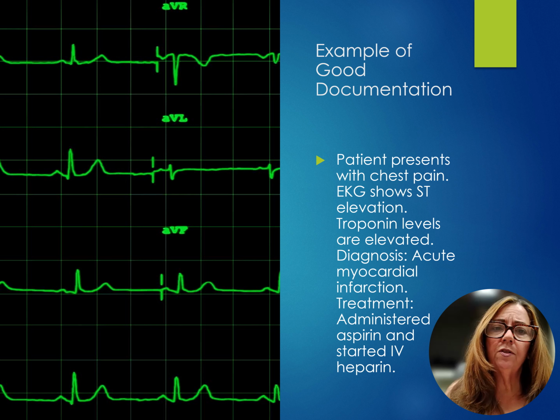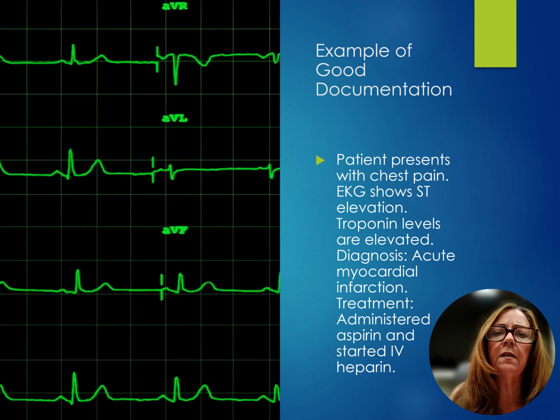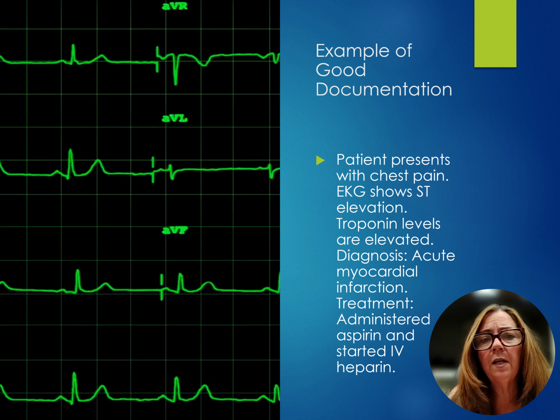The documentation starts with a clear description of the patient's presenting complaint, chest pain. This provides context for the subsequent findings and diagnoses. The EKG findings, ST elevation, and lab results, troponin levels are elevated, are documented in detail. This provides objective evidence to support the diagnosis.